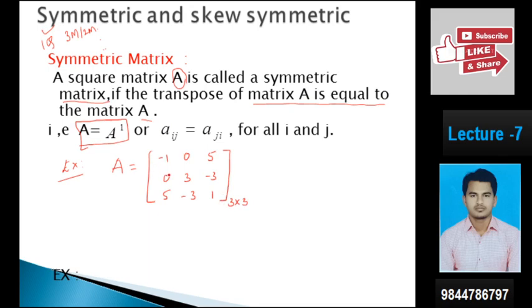Is it symmetric? Yes, because first of all I need to make the given matrix into its transpose. Transpose means interchanging rows into the columns. See here, this is my first column -1 0 5, and 0 3 -3, 5 -3 1, isn't it?